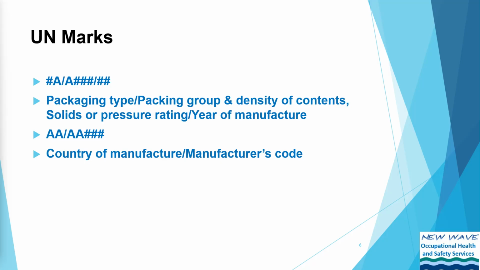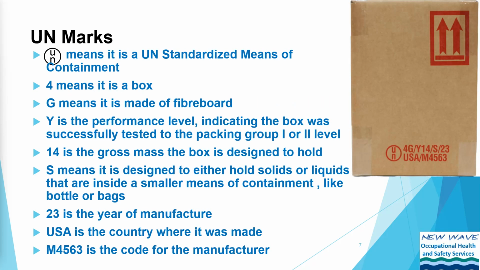The second line looks like AA/AA number, where the first letters are the country of manufacture and the last letters are the manufacturer's code. Now that was very complex and abstract, so let's look at an example on the slide.